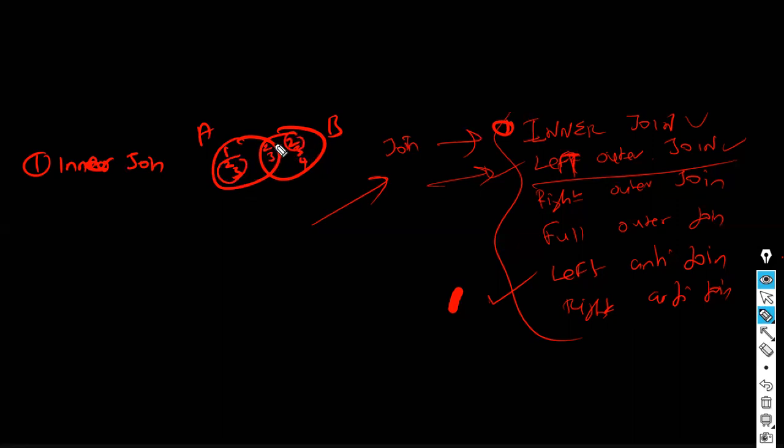This is what we studied at school. This is called intersection, right? Intersect. This is what is called an inner join: the common values between the data sets. Only the common values between the data sets, you retrieve them. That is called our inner join. But there is a difference between intersect and inner join that I will explain later.